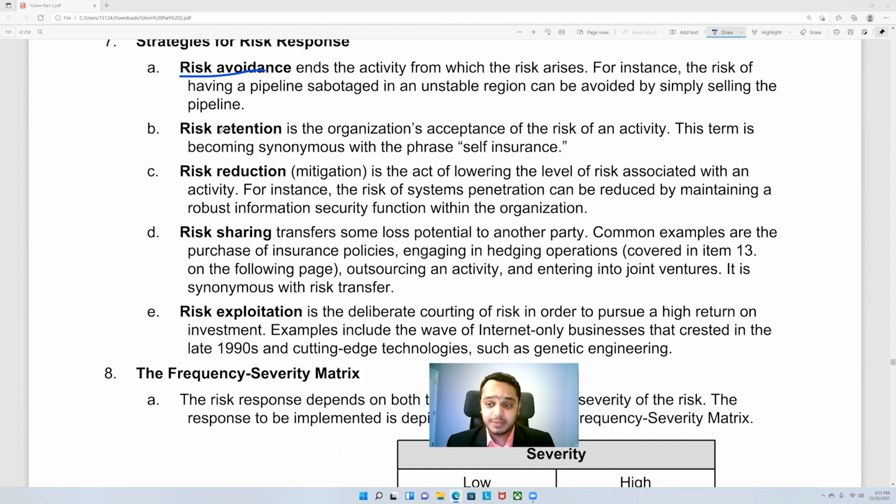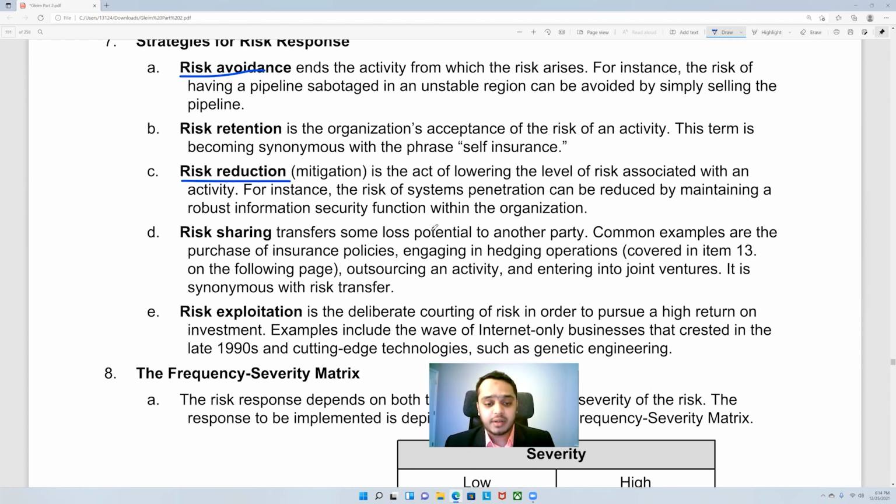Risk retention, you are accepting the risk and you are taking self-insurance about it. Risk reduction is the act of lowering the risk associated with an activity. For instance, the risk of system penetration is reduced by maintaining a robust information security system within the organization. Or you can also say taking insurance, having proper internal control, a strong system so that nobody can penetrate into it. Or even if they can penetrate, the possibility of it will be very low.